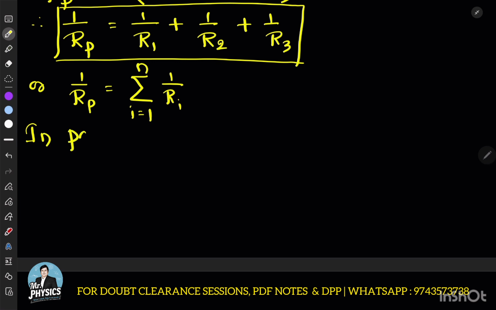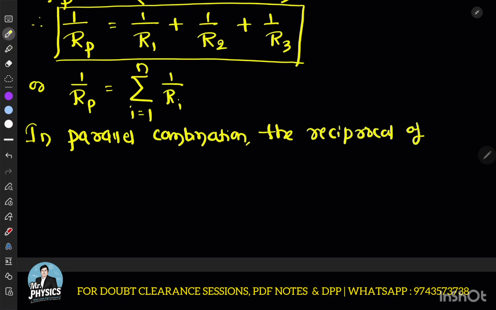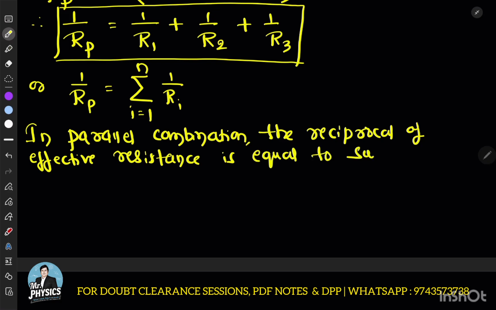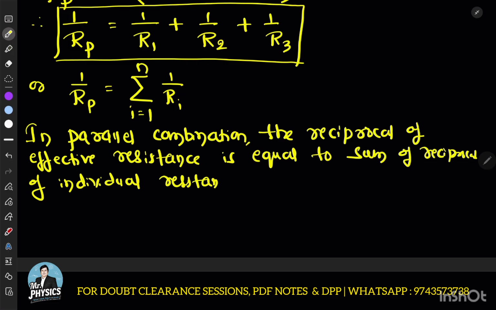In parallel combination, the reciprocal of effective resistance is equal to sum of reciprocals of individual resistances. That is 1 by Rp is equal to 1 by R1 plus 1 by R2 plus 1 by R3.